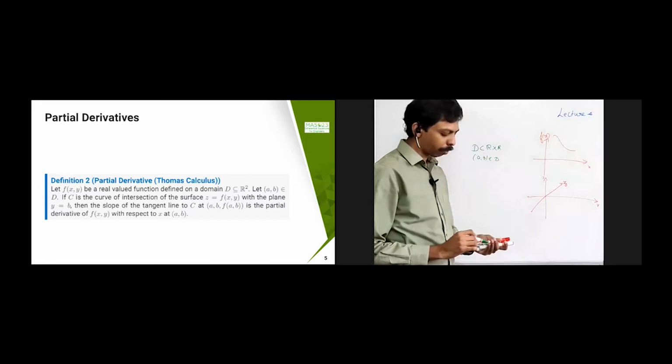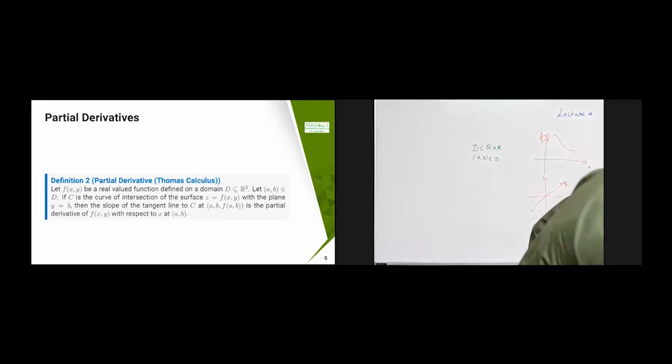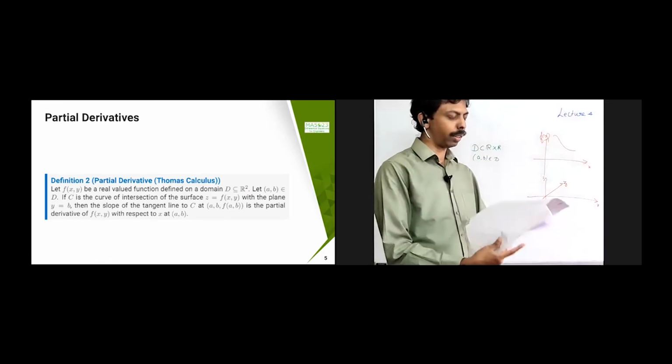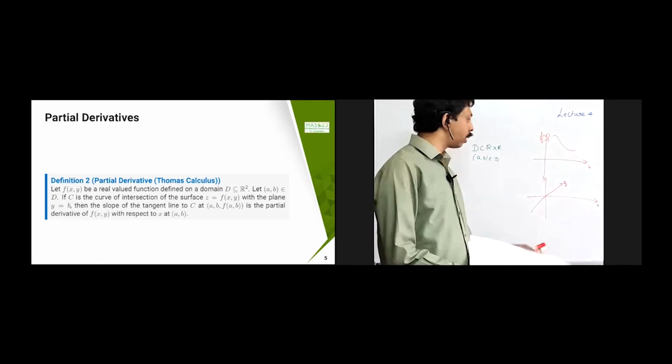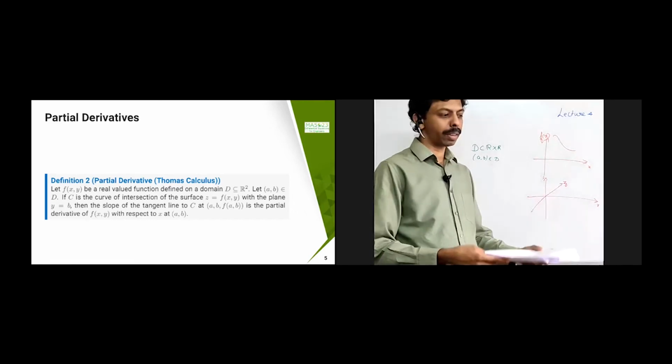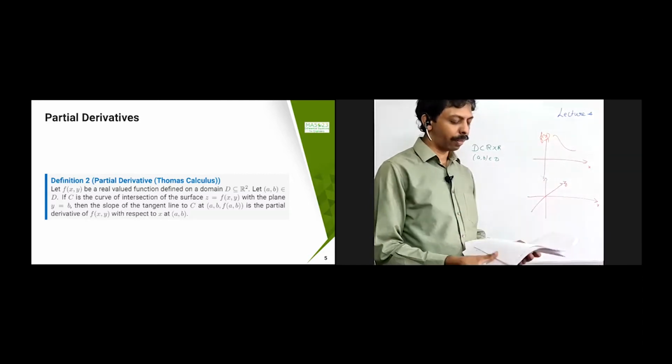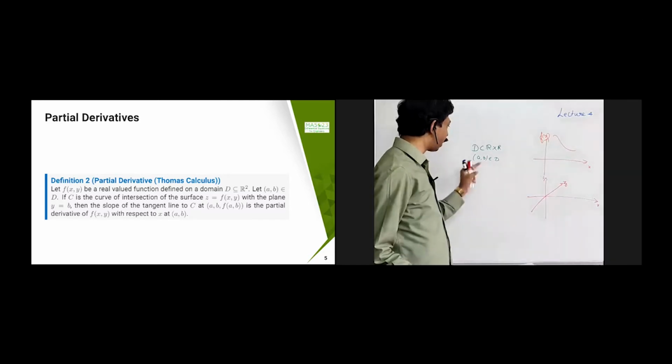For example, I have a curve like this. It's a surface that is going to come, because in three dimensions it is not going to be a curve. Once it comes to the surface, I have the point a comma b.